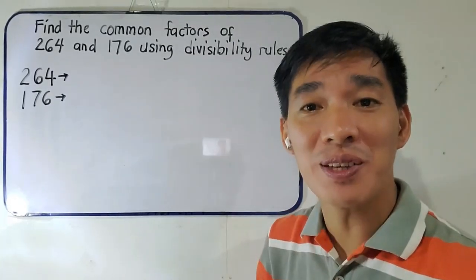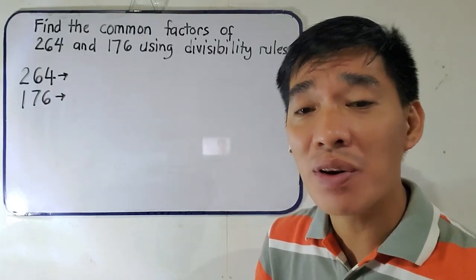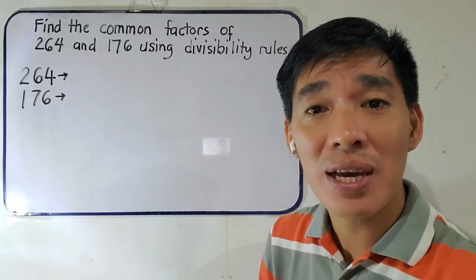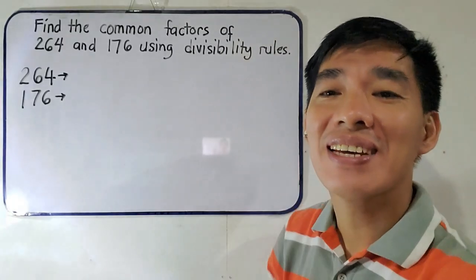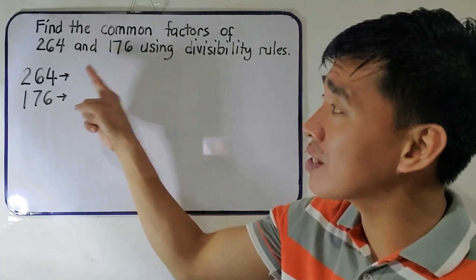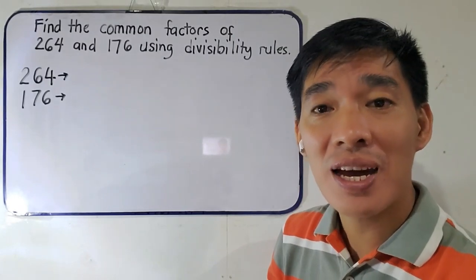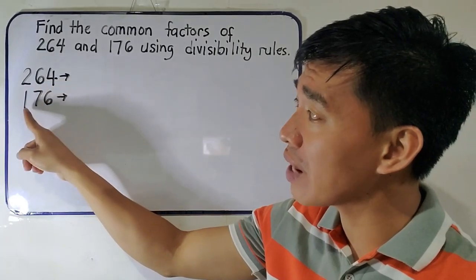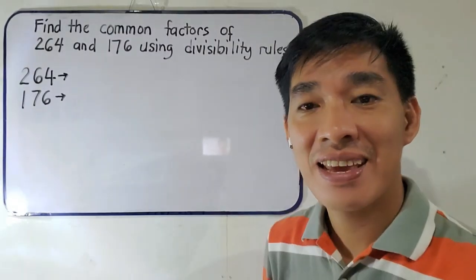Good job, grade 5 pupils. After we already learned the divisibility rules for 4, 8, 11, and 12, we do have here another challenge that needs our skills in divisibility rules in order for us to answer what is written in the mahiwagang whiteboard. And the question here is, find the common factors of 264 and 176 using divisibility rules. Okay, so this time, we have to look for the factors of 264 and 176 using the divisibility rules. Are you ready?